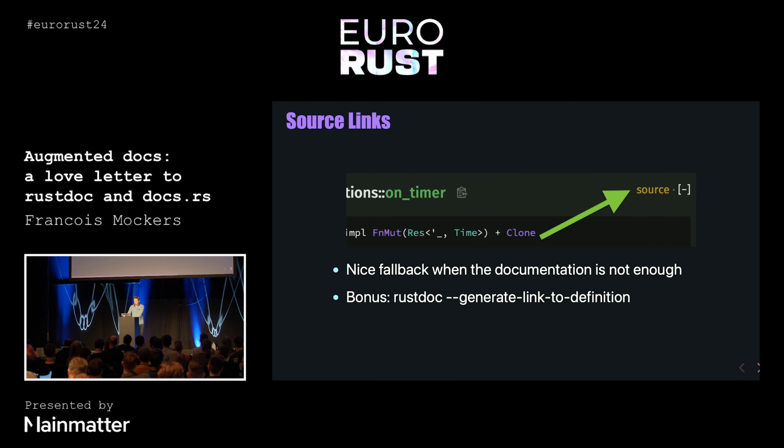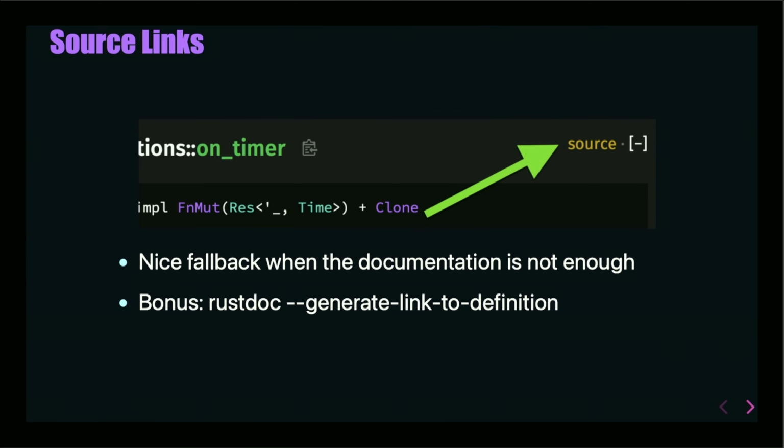The source links everywhere in the documentation. You have a source link that will direct you to the source. I have trouble considering that as documentation, as it's a nice fallback, but it's just for when documentation is not enough. As a bonus, there is a flag for Rustdoc that if you enable it, every struct, every item in the source will also be a link to its own definition.